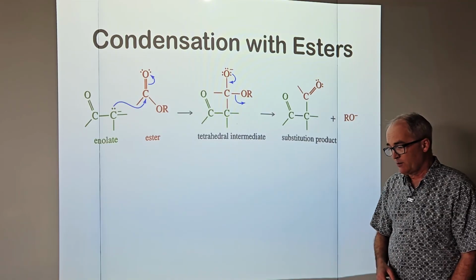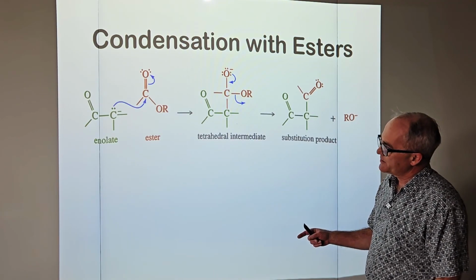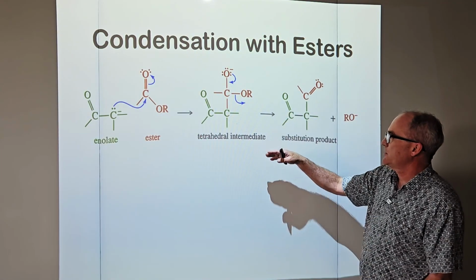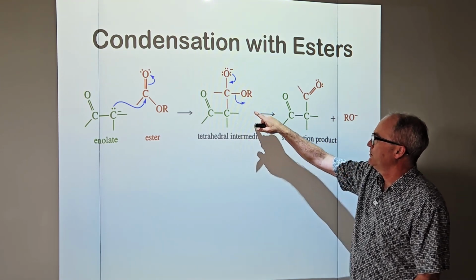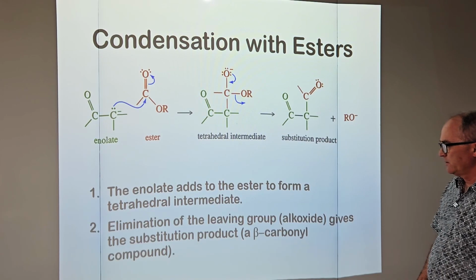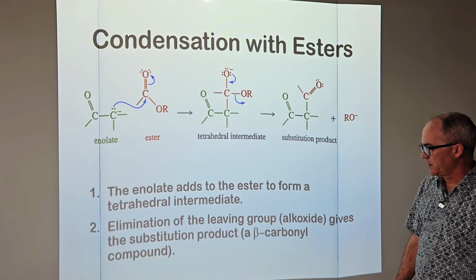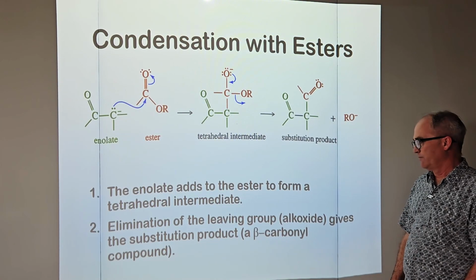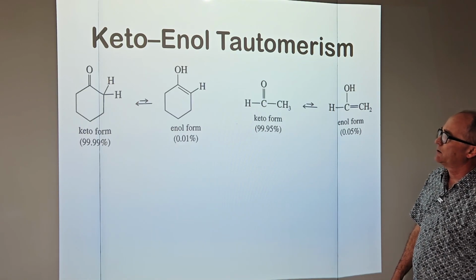So we just saw there are quite a few carbonyl carbon species. Let's look at an ester. Same type of general thing, it runs into there. But now instead of getting protonated and giving us a beta alcohol, the enolate adds to the ester to form a tetrahedral intermediate. Elimination of the leaving group, alkoxide, gives the substitution product, a beta carbonyl compound. So the previous one gave us a beta hydroxy compound. This gives us a beta carbonyl compound.